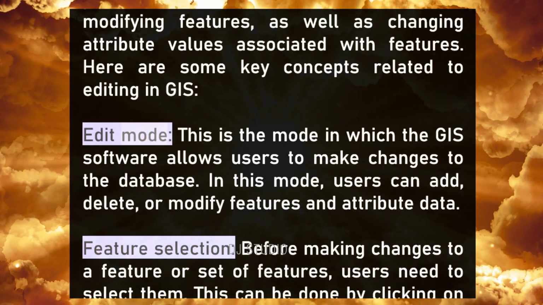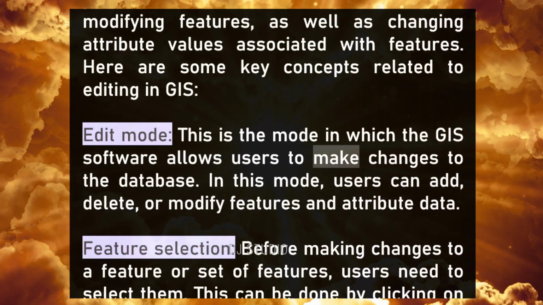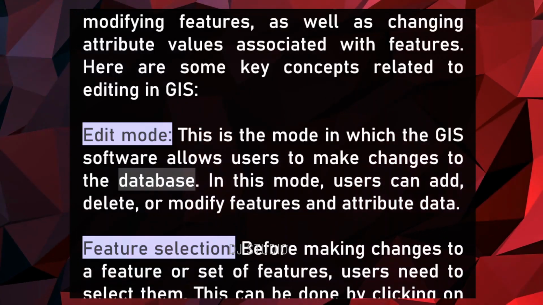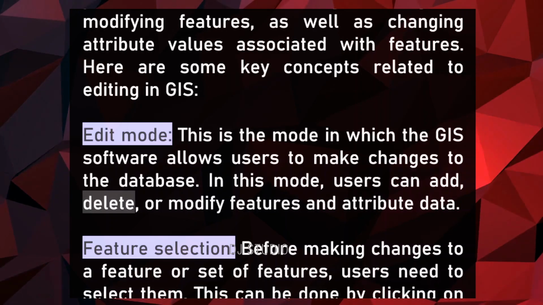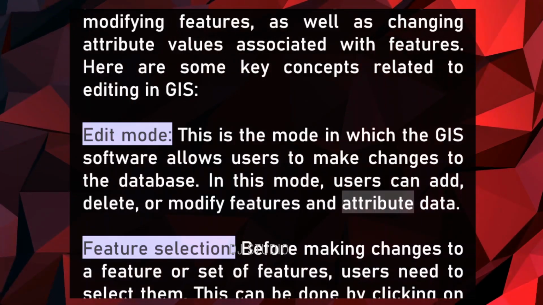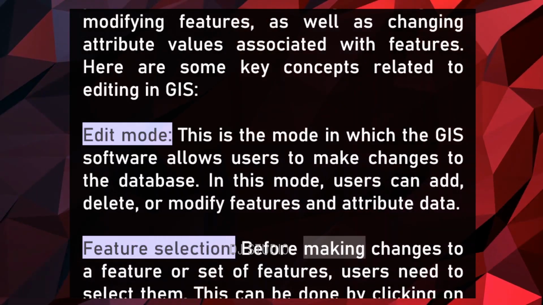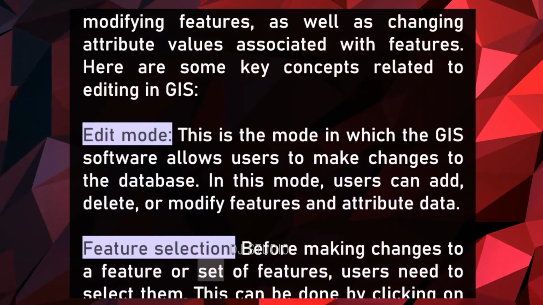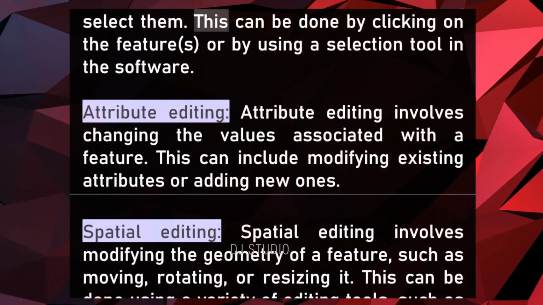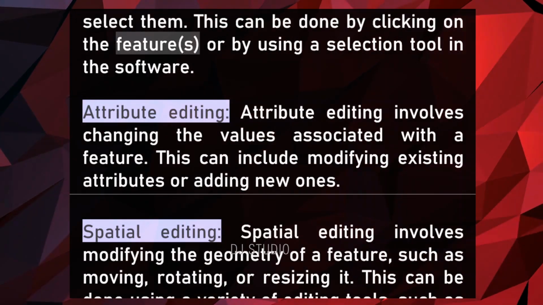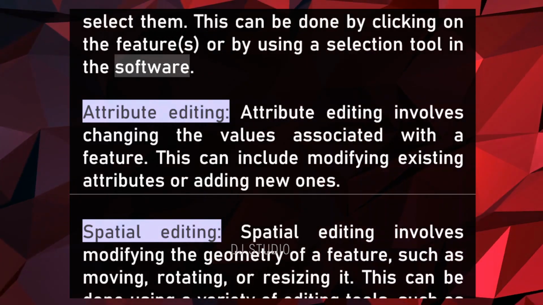Edit mode. This is the mode in which the GIS software allows users to make changes to the database. In this mode, users can add, delete, or modify features and attribute data. Feature selection. Before making changes to a feature or set of features, users need to select them. This can be done by clicking on the features or by using a selection tool in the software.